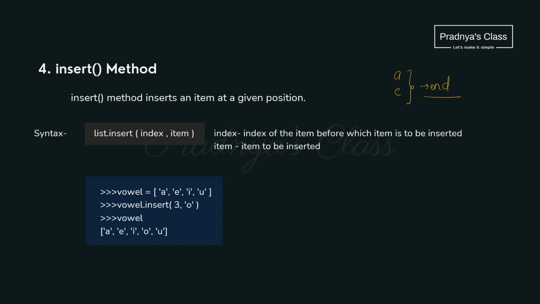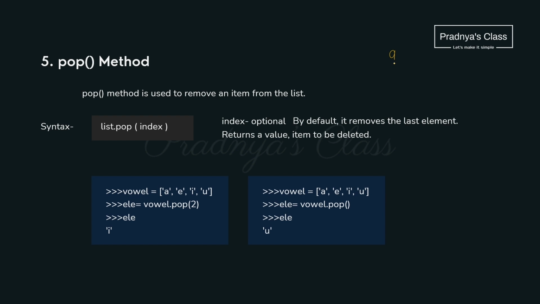But if you want to add at a specific index, then you will be using insert method. That's why we are providing index and the item. Look at this example. We want to add this O at the index 3. When we check the output, it got added and the element at that position got shifted to the next position. In this way, with these three methods, we can add the element to the list.